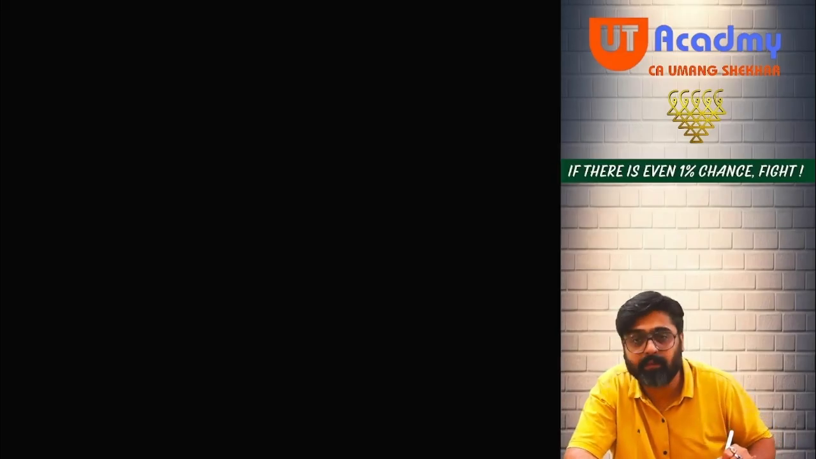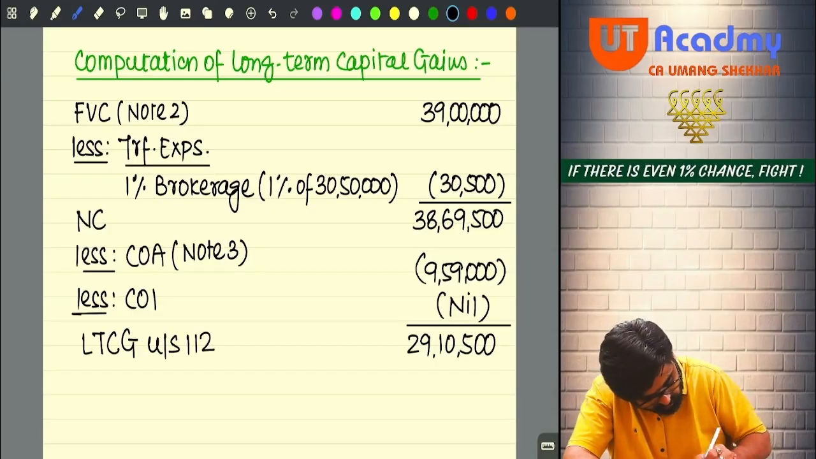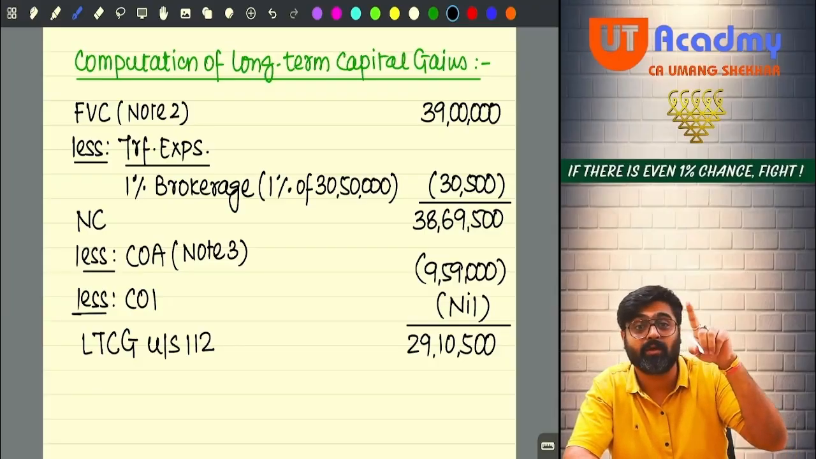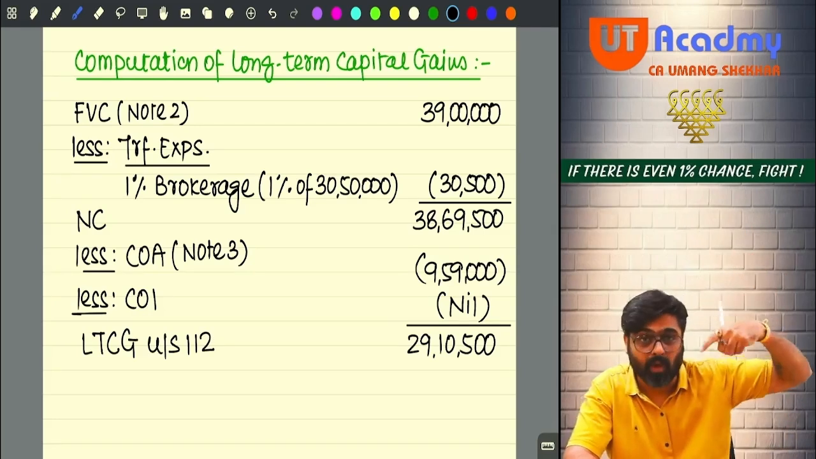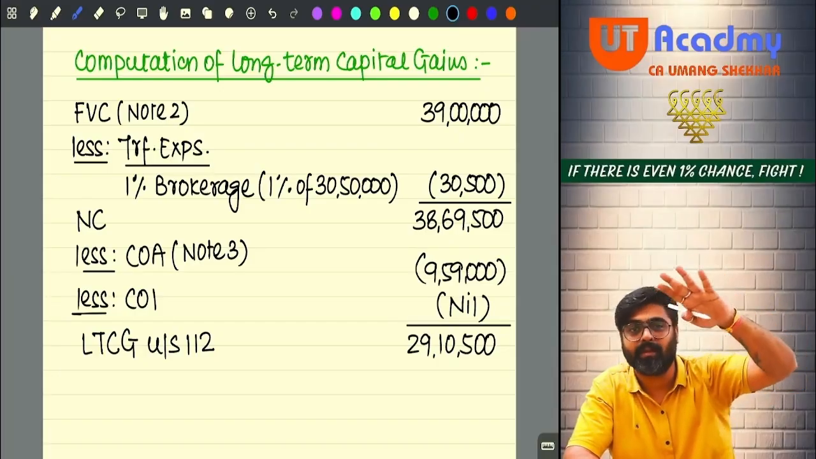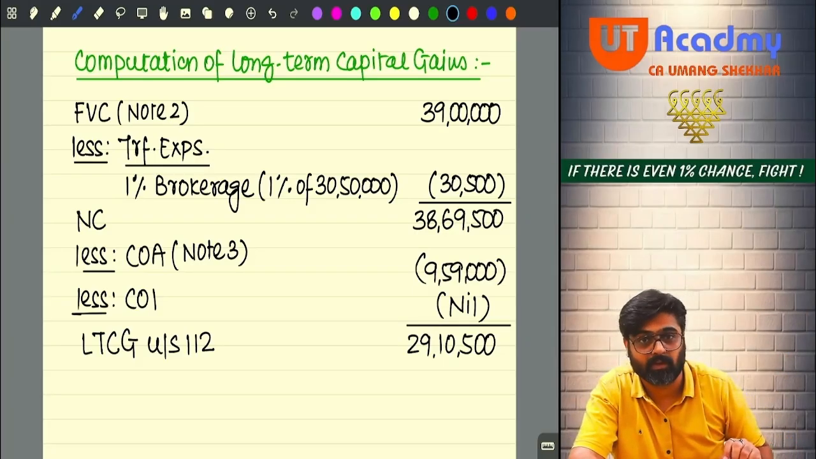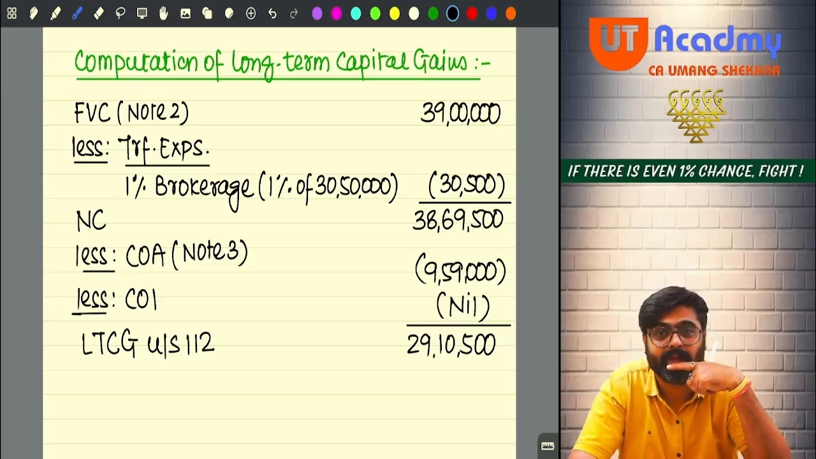Everyone getting this long term gain? This is your LTCG under section 112, because this is not STT paid long term gain. STT paid long term gain of equity shares is covered in 112A. Every other long term capital gain is covered under section 112. So now this is long term capital gain under section 112 from a transfer happening on or after 23rd July.